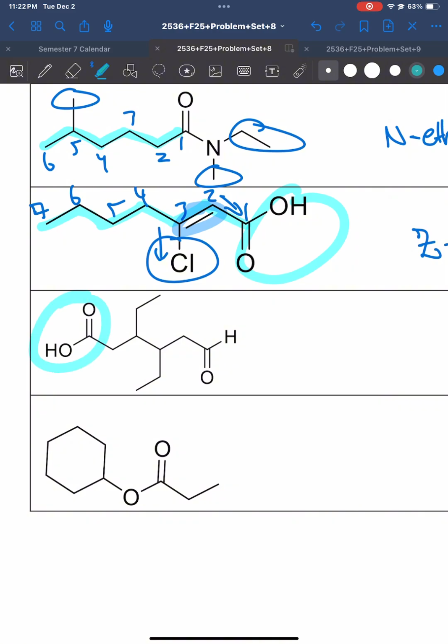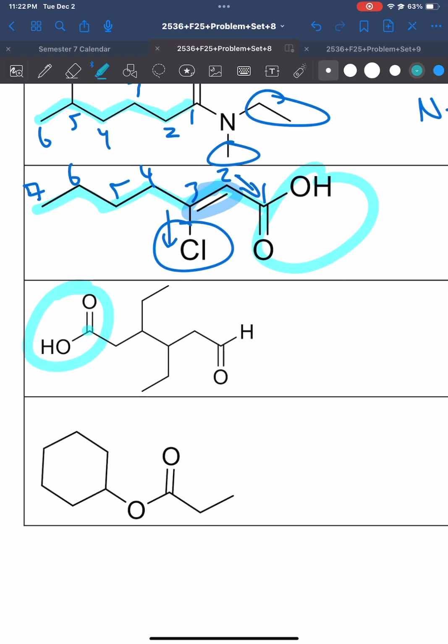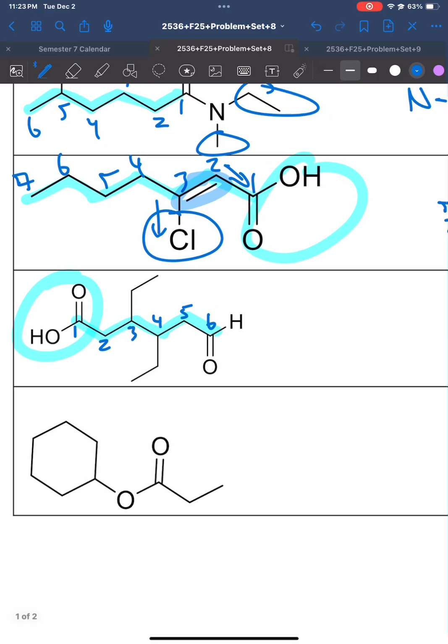So let's find the longest parent chain right here. So 1, 2, 3, 4, 5, 6. 6 carbons long. Don't do what I did. That could have been really bad. 6 carbons long, and we're going to name it accordingly. So it's going to be a hexane of some sort, hexanoic acid of some sort, and everything else can drop down to side chains. So we have 2 ethyls coming off of 3 and 4, so we know we have a diethyl of some sort.